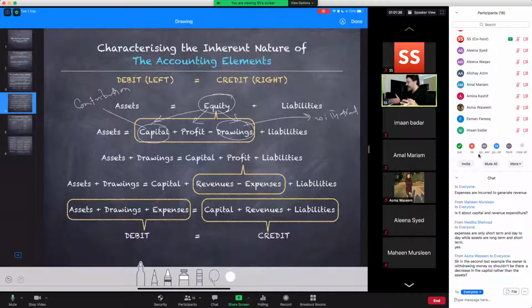Amal said, at one point, drawings is separate from capital. In a sense, it is, but they are together in one universal set called the term equity here, right? So drawings is the term we use. Drawings is capital, by the way. Drawings is a subset of capital. Capital means positive contributions. Drawings means negative contribution, right? So drawings is the term that we use only to reflect what the owner has taken away from you, and capital is the term we use when the owner contributes something towards you.